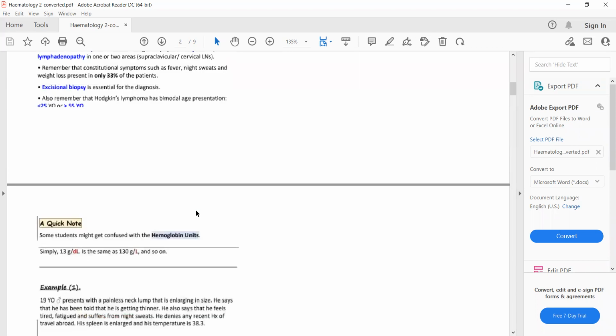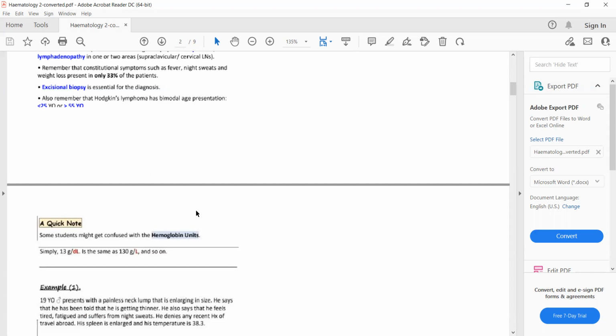So, example one. A 19-year-old male presents with a painless neck lump that is enlarging in size. He says that he has been told that he is getting thinner. He also gives a history of a painless lump in the neck that is slowly growing in size. You can see that we have seen lymphadenopathy in leukemias as well, but there was no mention of enlarging size of the lymph node. In lymphoma, the cervical lymph nodes are enlarging, slowly growing.